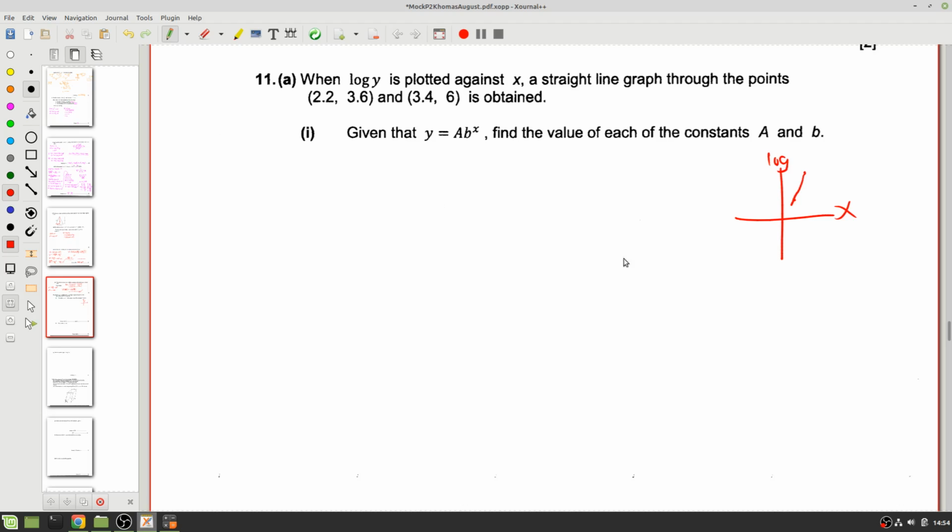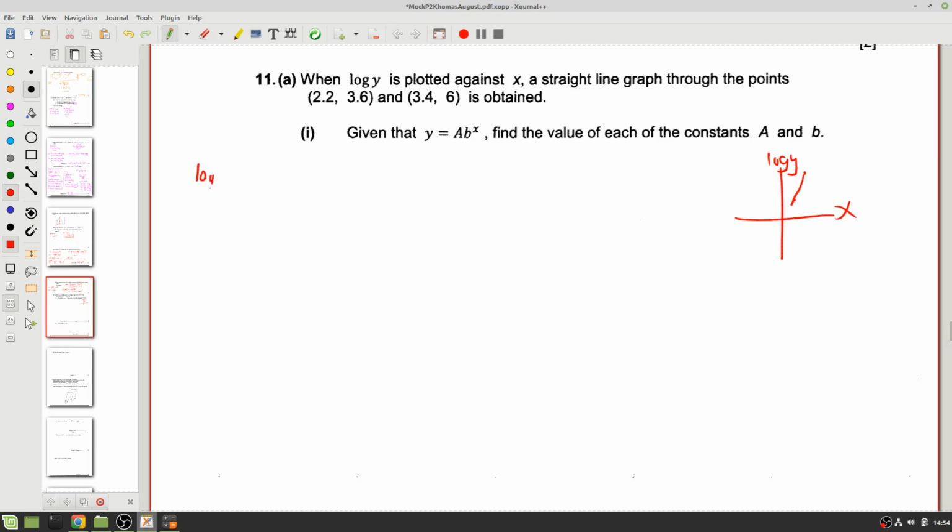Okay, even though it's not necessary to picture this, I find it sometimes helpful just to picture some things here. Okay, given that y equals a times b to the power x, find the value of each of the constants a and b. So since we have a log y and x axis, we want to do log of both sides and simplify that.